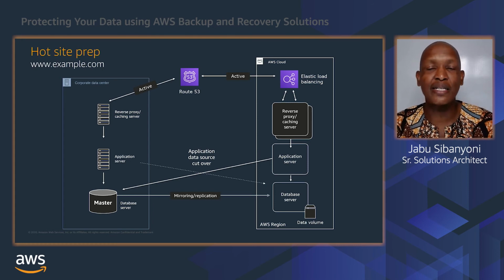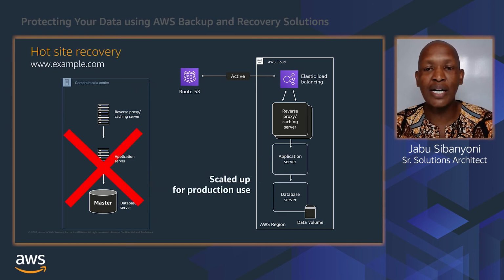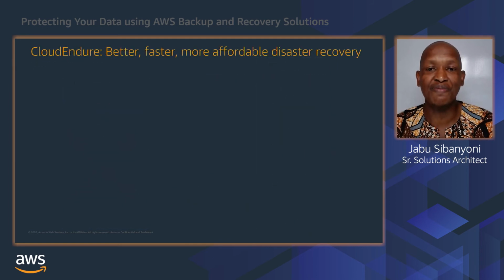For the hot side, as I've mentioned earlier, you will have an active environment. So in this case, you will be replicating your environment, but you will be using both your corporate data center and AWS environment actively. So if you are having a disaster on your corporate data center, you are able to then use this environment to scale up for production use.